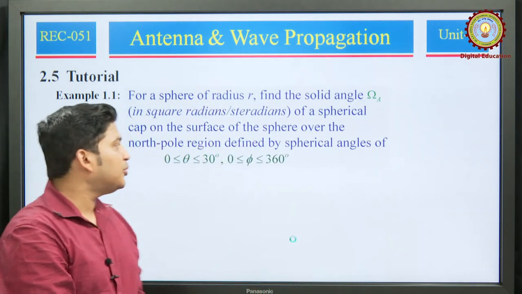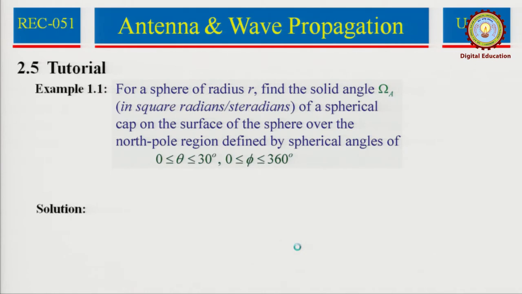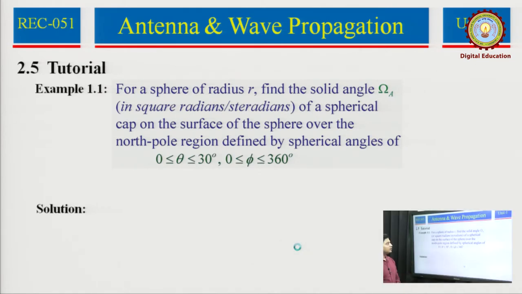Now, let us discuss some tutorial, some problems depending upon these topics. So, here is a problem. For a sphere of radius r, find the solid angle in square radians or steradians of a spherical cap on the surface of a sphere over the north pole region defined by the spherical angle from this to this. Remember the concept: elevation plane, azimuthal plane. Elevation plane, how does it vary? 0 to 180 degrees. You can see theta mentioned over here. Same way, azimuthal plane, how does it vary? 0 to 2 pi or 360. So, this value is given to you.